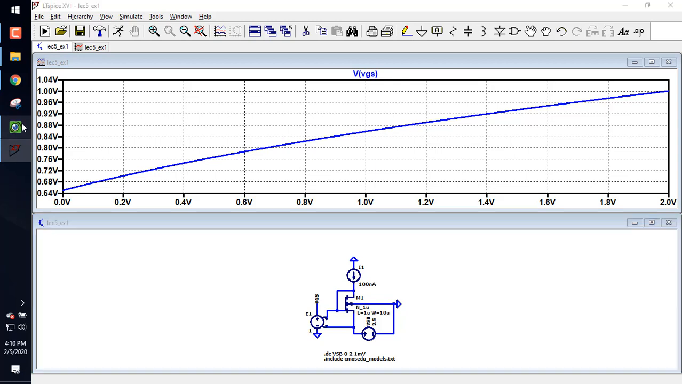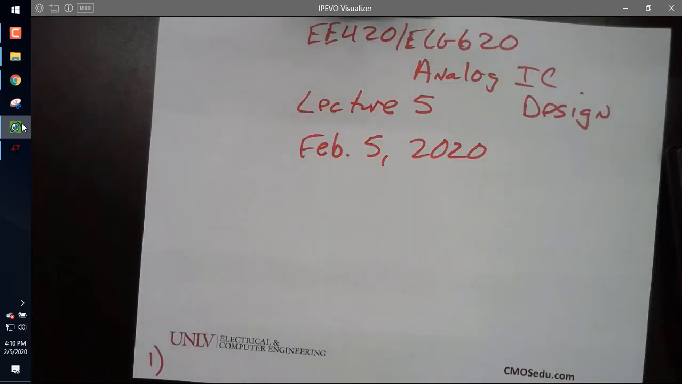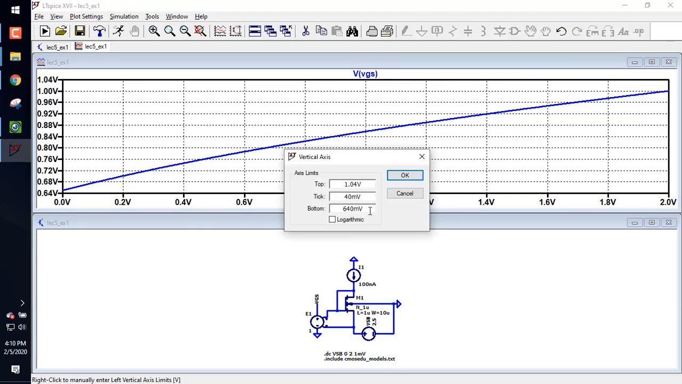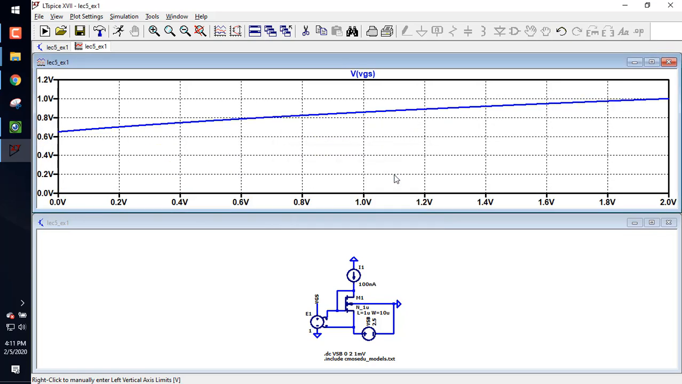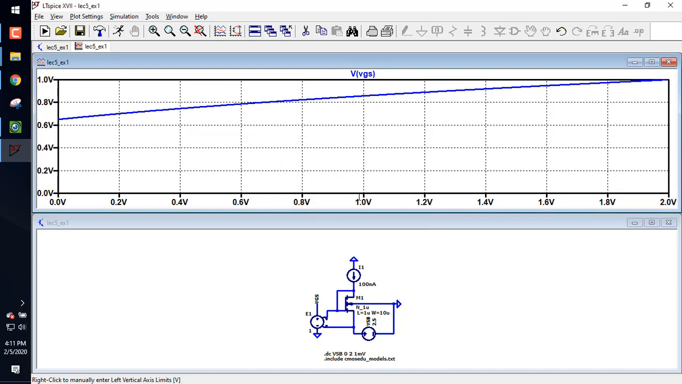And how would I do that? Just take the bottom and set it to 0. So just set the bottom to 0, set the top to 1.2, set the tick to, how about 200, hit OK. And I guess I could go just to 1, make it look a little better, I think. And then let's squinch it up.